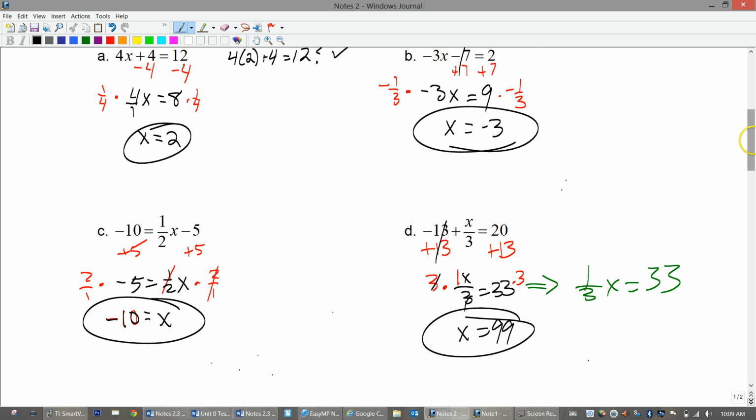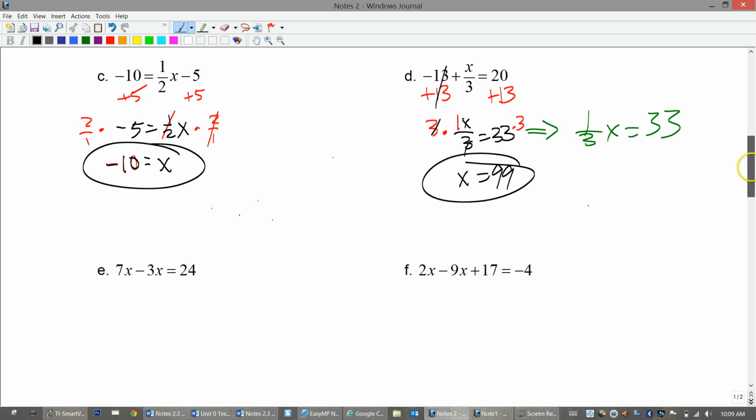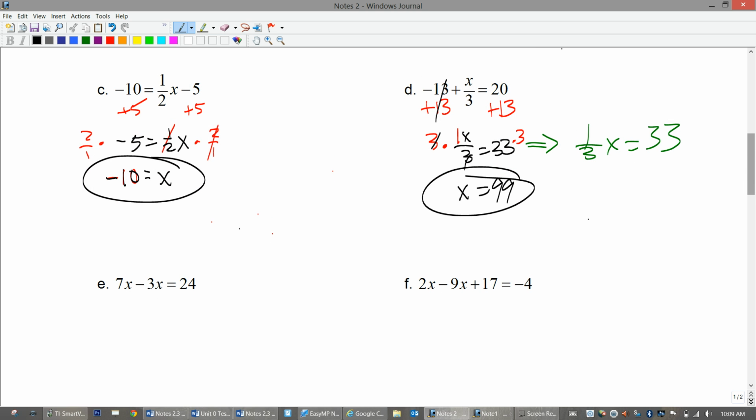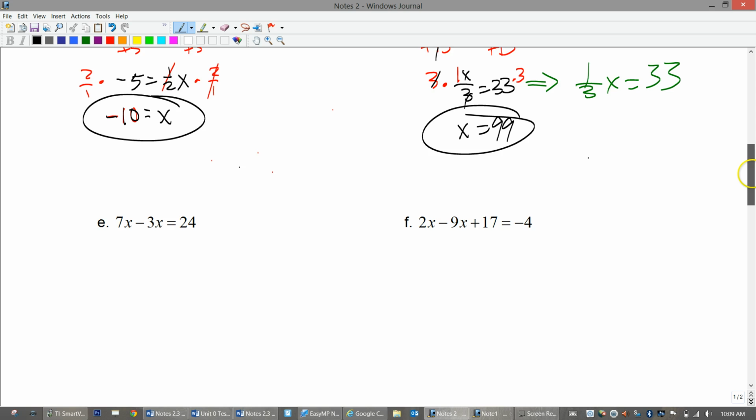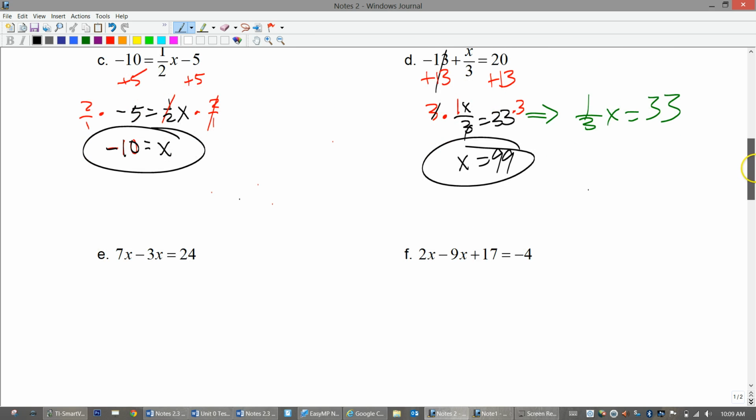Okay? All right, let's do E. Remember the three steps that we talked about. We talked about distributing first, combining like terms, then reverse order of operations. This one, you see that there's a combined like term first? See that 7x minus 3x, 7 minus 3x. So that's what we're going to do, is 4x equals 24.